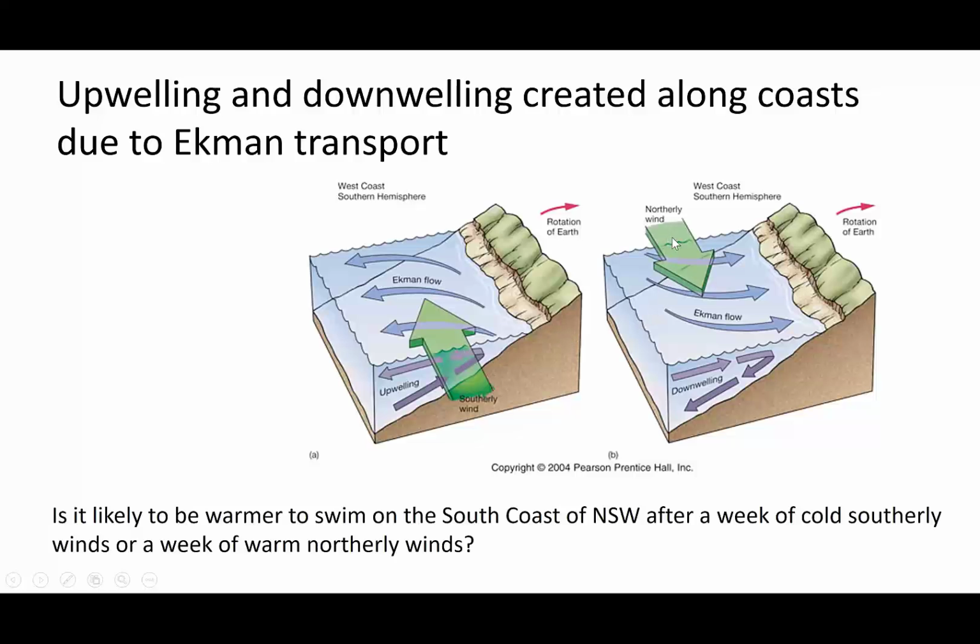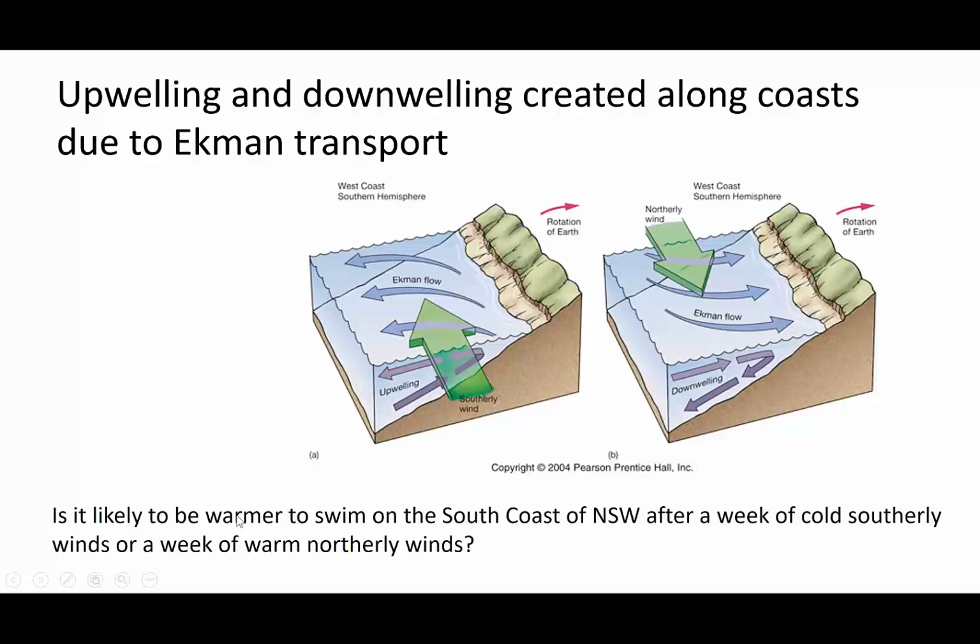If we had a northerly wind blowing down the same coast in the southern hemisphere, the deflection of the water would be towards the coast, and so we would have convergent flow towards the coast, and we would have piling up of the surface water in a thicker layer on the coast, and that would then create downwelling.